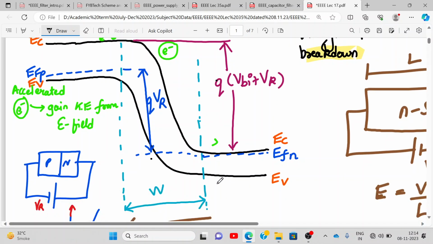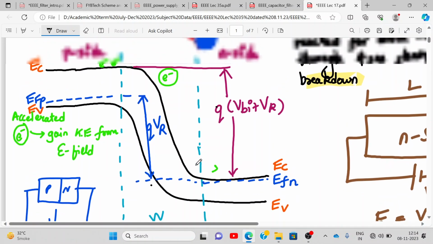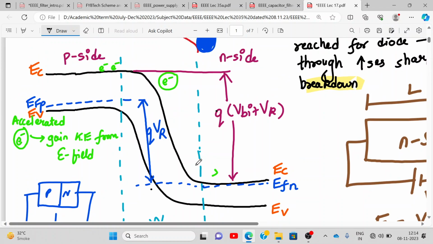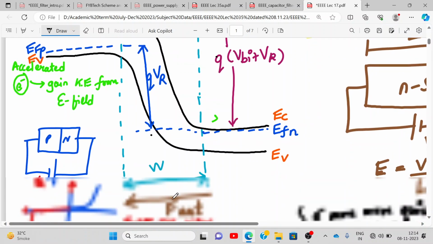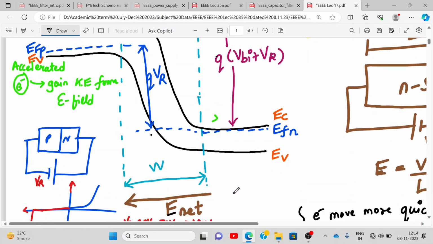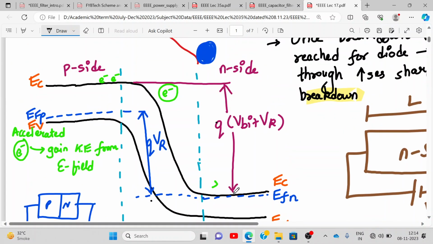Similarly, holes from here get accelerated by the electric field. You know what is kinetic energy? What is potential energy? Kinetic energy. So these electrons gain kinetic energy from the electric field, and they start traveling at a tremendous speed, running away from the electric field like this. Electrons are moving from left to right. So what will it do? It will hit other atoms and create electron hole pairs. In this way, in no time, a lot of electron hole pairs are created, and that will lead to avalanche breakdown.